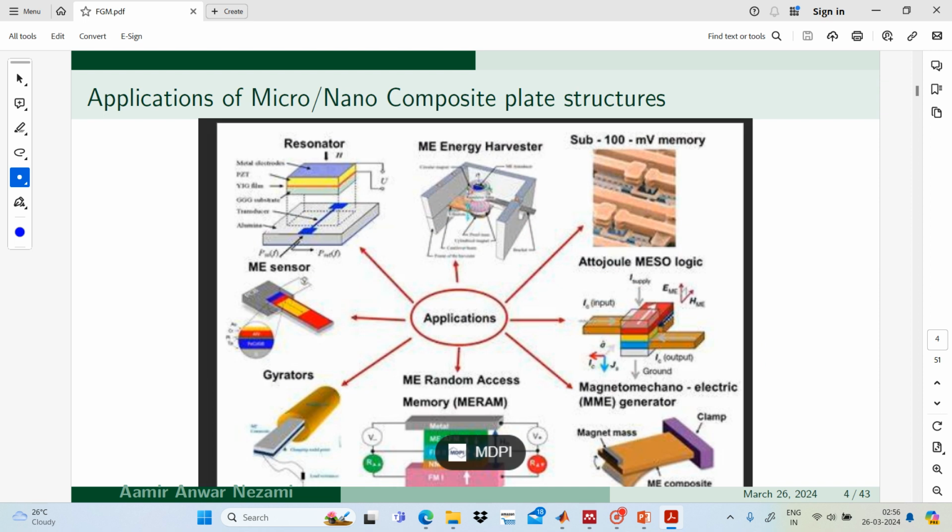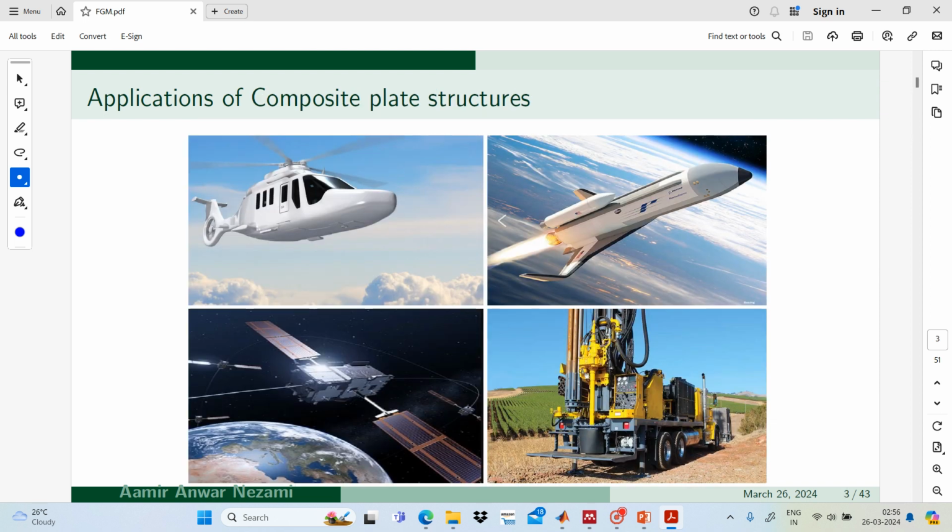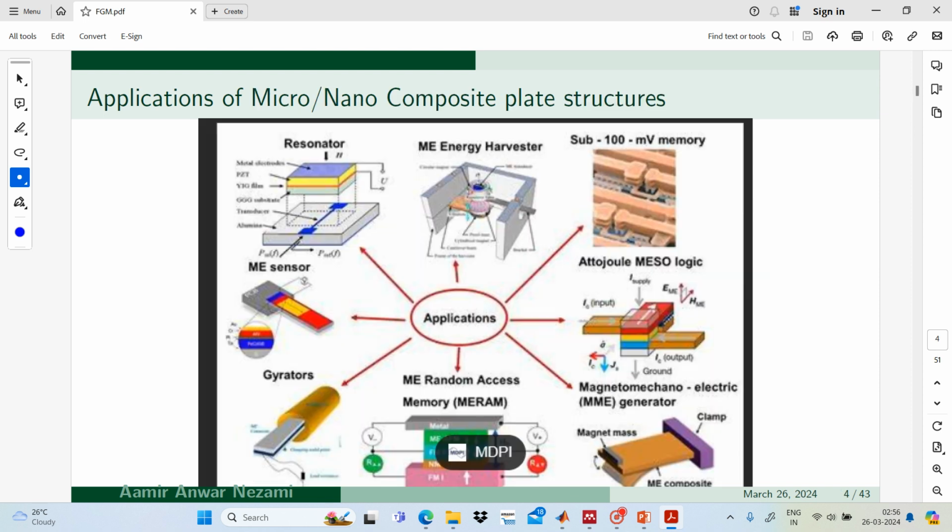So above were the macroscopic applications, we can say, and we also have micro or nano applications. So we can say that, okay, micro electromechanical sensors, these are also used in microelectronics chips, mostly in the electronics domain.